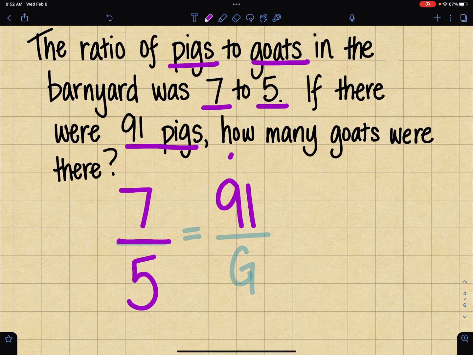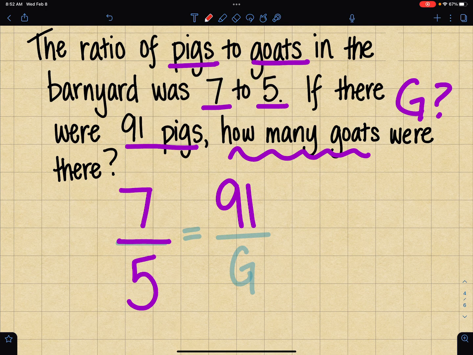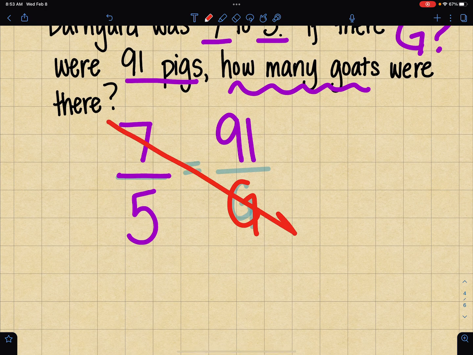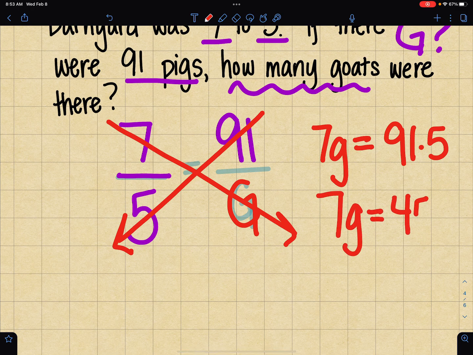And it wants to know how many goats. So it wants to solve for G, which it looks like we set up perfectly. Okay, so now we cross multiply. When we do that, we get 7G is equal to 91 times 5. Okay, so then I'm going to get out my calculator and I figure out that 7G is equal to 455. I'm going to divide both sides by 7.